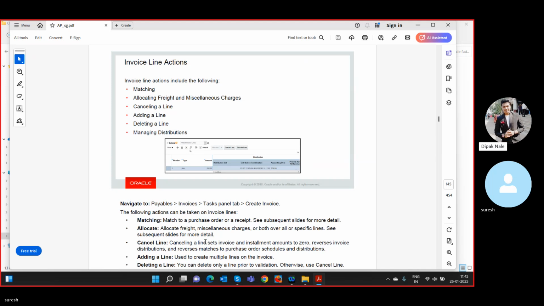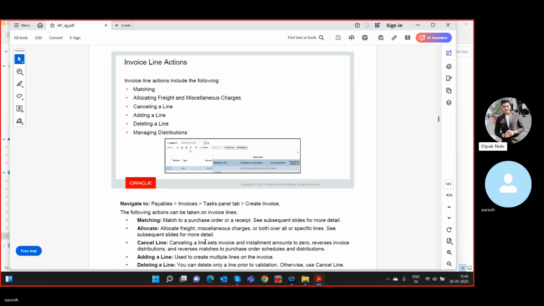Invoice line actions. Invoice line actions include the following: matching, allocating freight and miscellaneous charges, canceling a line, adding a line, deleting a line, and managing distribution. What is the navigation? Payables, Invoices, Tax panel, then Create Invoice. The following actions can be taken on the invoice lines: matching, allocate, cancel line, adding a line and deleting a line.